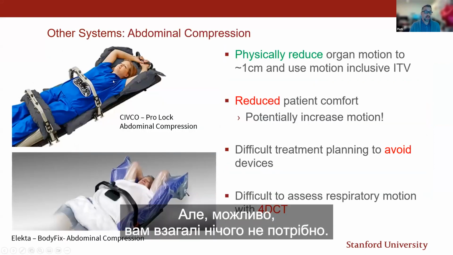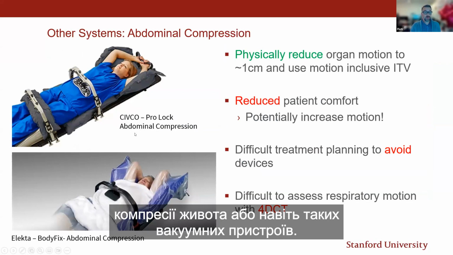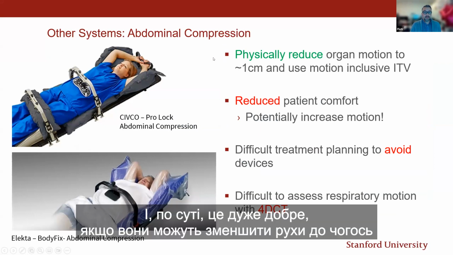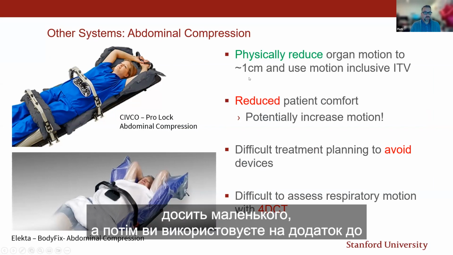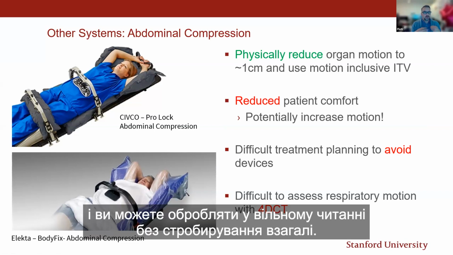But maybe you don't need anything at all. There's lots of centers that achieve respiratory motion management through just abdominal compression, or even these vacuum sealed devices. Effectively, these are great if they can reduce the motion down to something that's fairly small, and then you use a motion inclusive ITV on top of that. You can get very good reduction in margin, and you can treat free breathing without gating altogether.